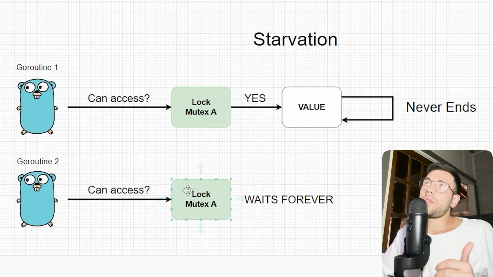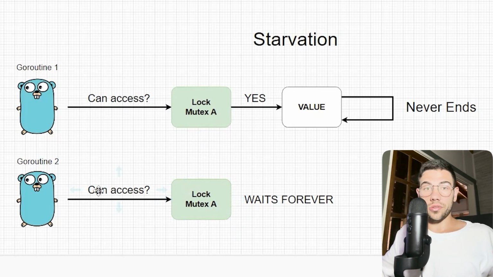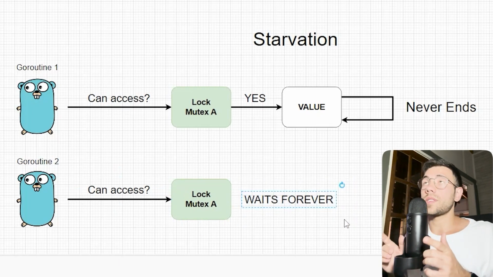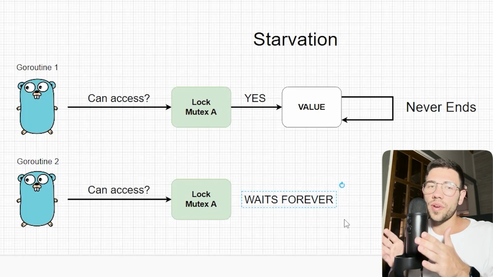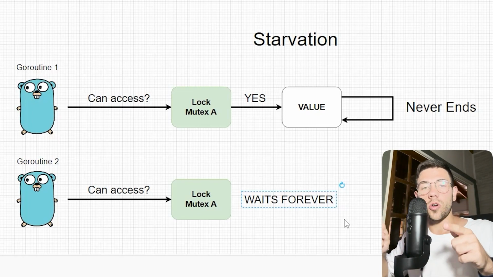But what happens? The goroutine number 1 never ends, so this goroutine will never execute, will never finish, because it will be waiting forever. So that's what happens. That is starvation. So we will see this on code now.